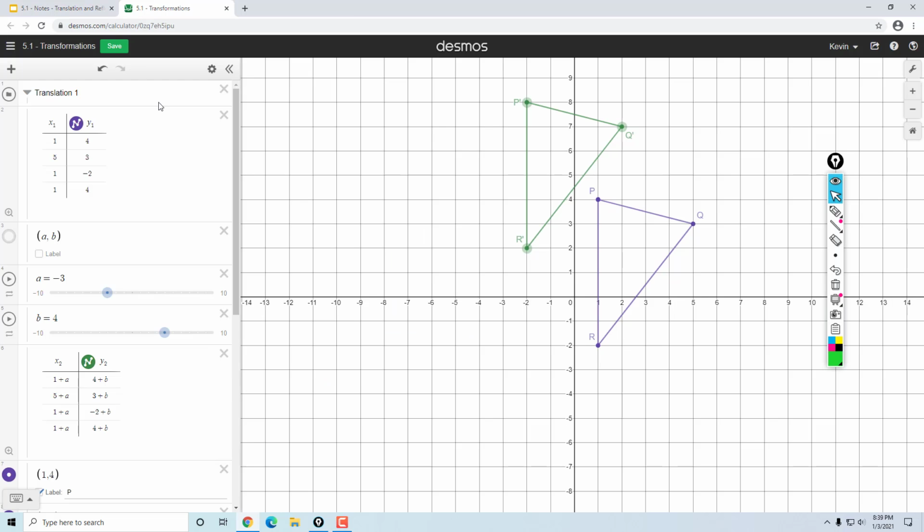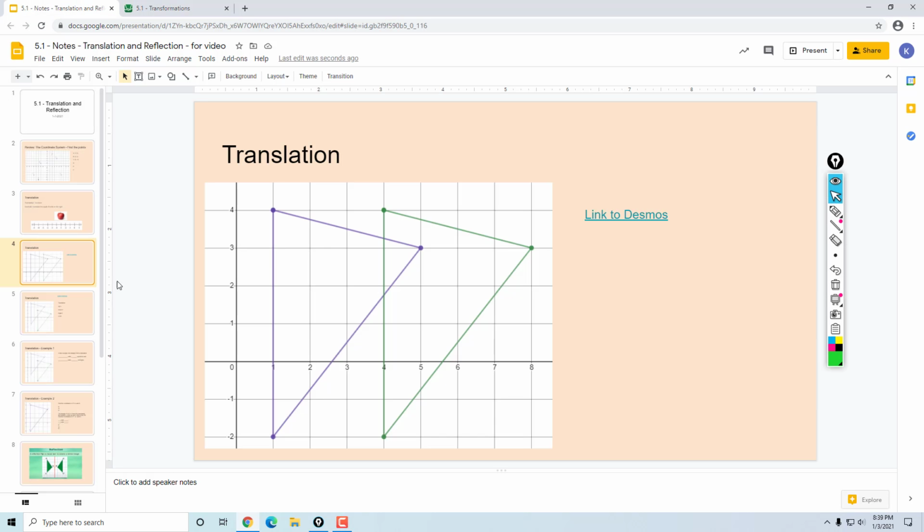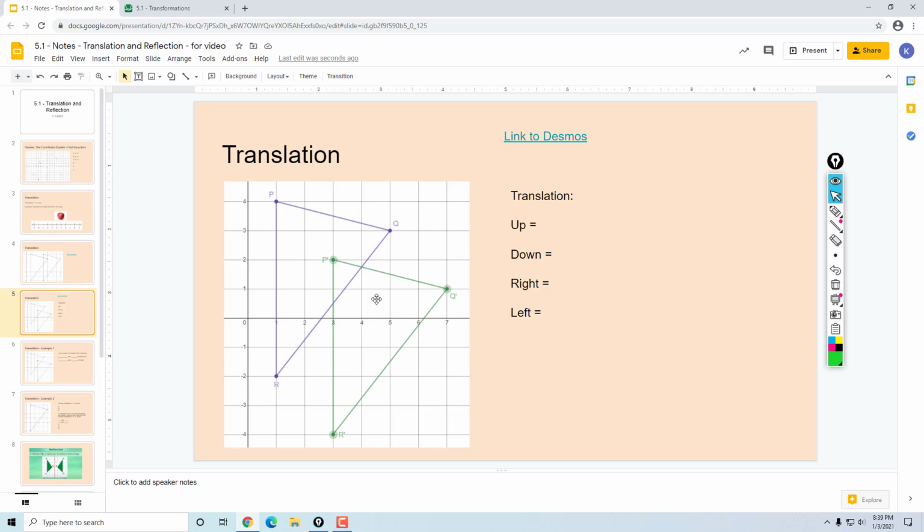Here's an example of translation. We have our graph, P, Q, R, a triangle. We can move it left and right, and we can move it up and down. So these are both examples of translation. In this example, to go from PQR to P prime, Q prime, R prime, we must have moved 2 units to the right, 2 units down.